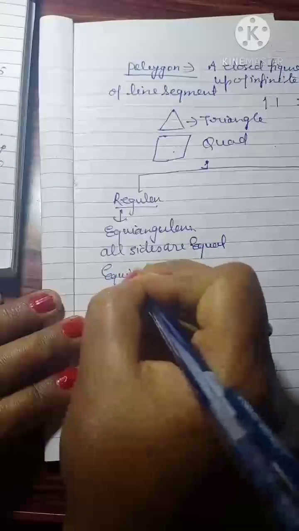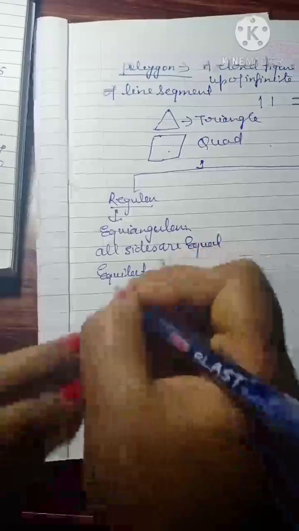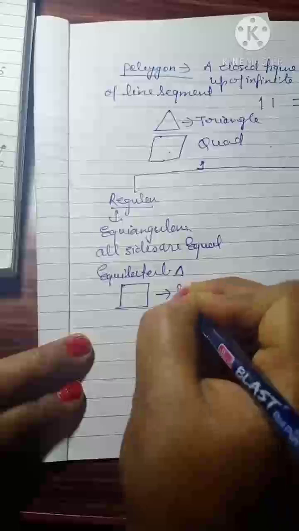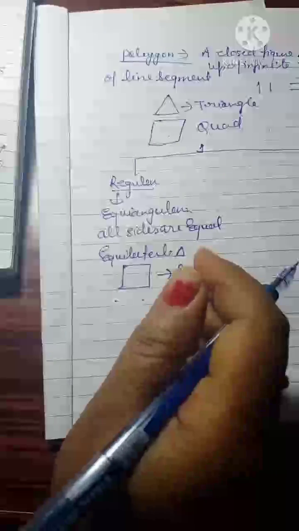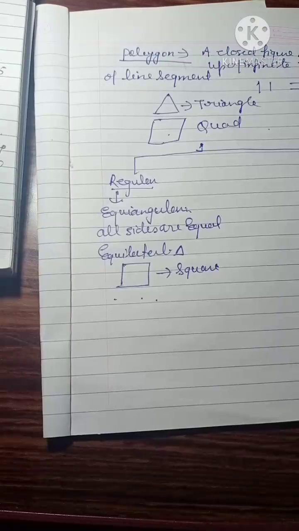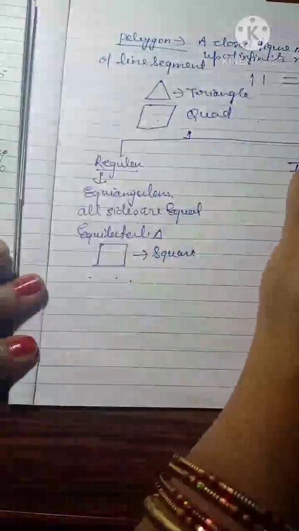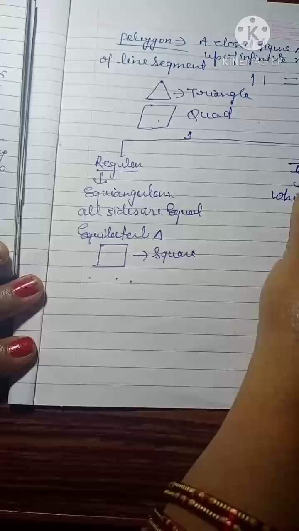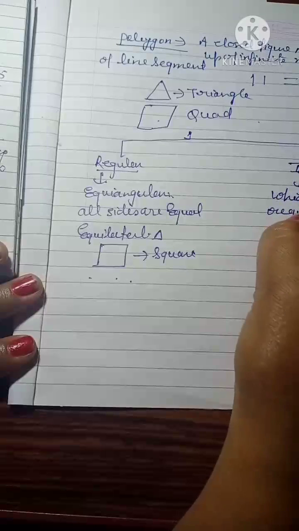Equilateral triangle is an example of regular polygon. Then square is an example of regular polygon. Then all the regular figures, regular hexagon, regular octagon, regular nonagon, and so on. Regular means already it is defined that all sides and all angles are equal. Irregular means those which are not regular, those will be irregular.